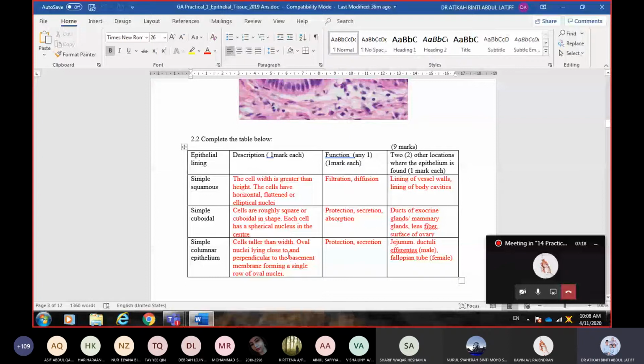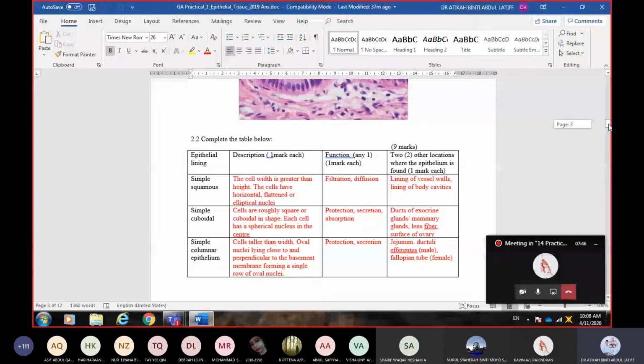For columnar, they are taller shaped cells, mainly for protection and secretion. So you have jejunum in the GI tract, fallopian tube, and so on. You will learn more about the locations during the different systemic blocks. For now, we just want to introduce you to the different types of cell and just the general function and generally where in the body you can find them.